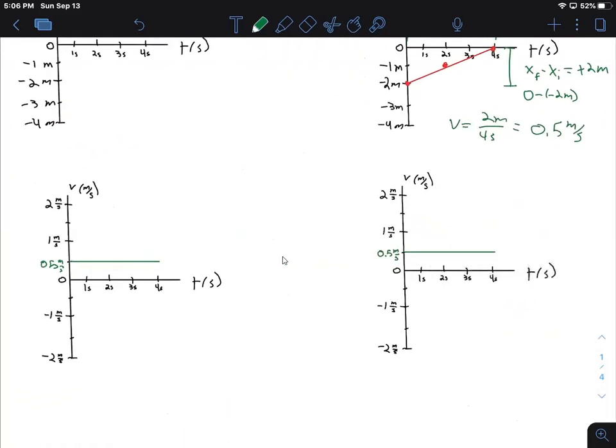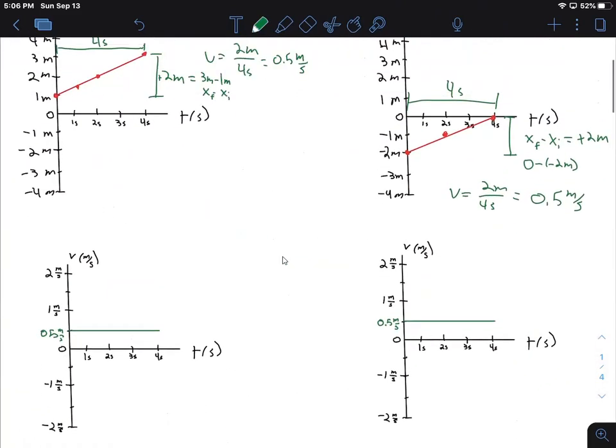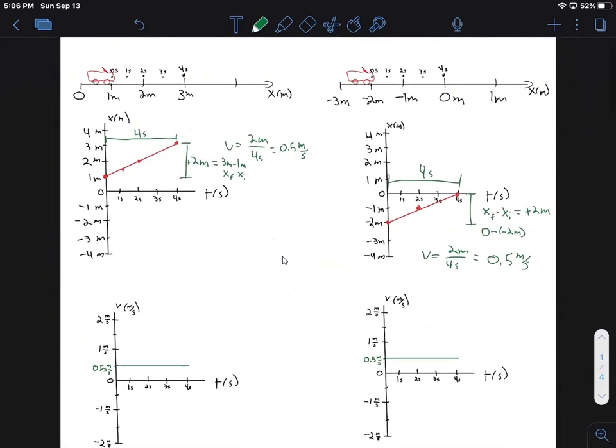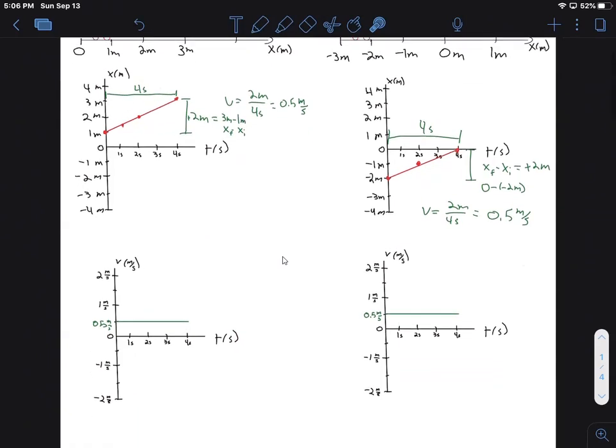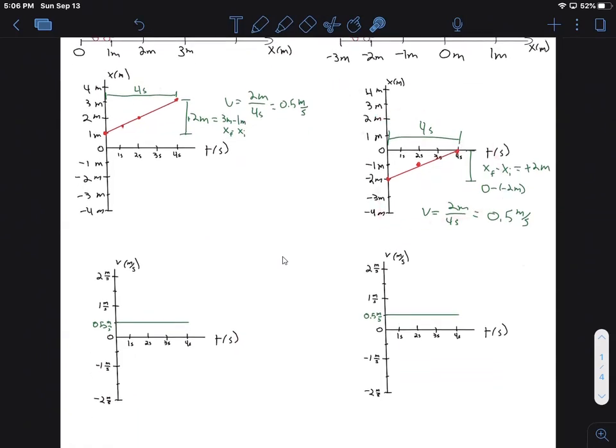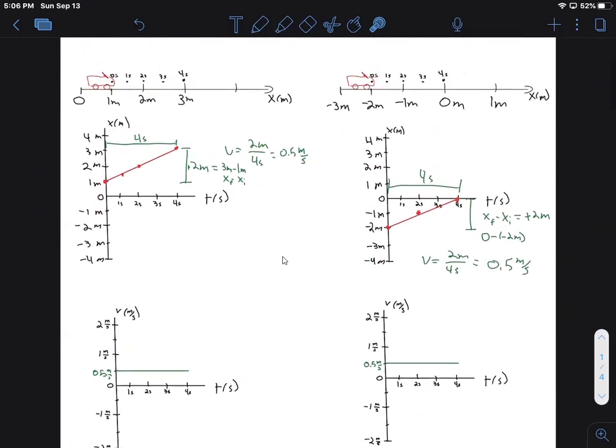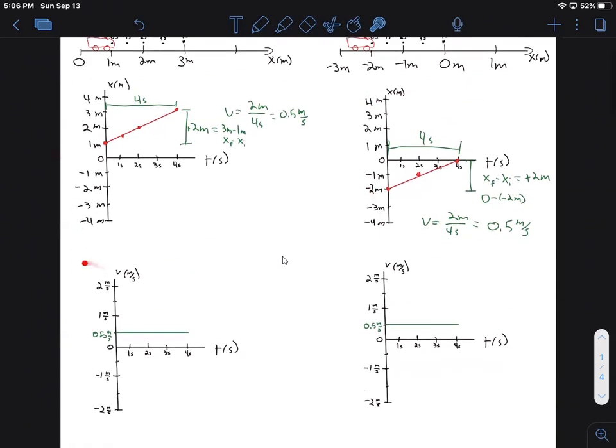And so what we'll see here is even though I have two different position graphs for the same motion, I end up with identical velocity versus time graphs. So this is why in some cases the position graph is not as useful, because this chosen origin was arbitrary. So we can end up with a different looking graph, whereas in both cases we end up with the same velocity.